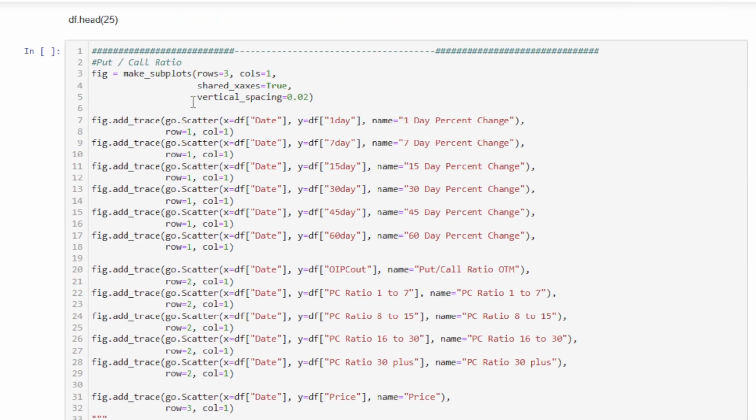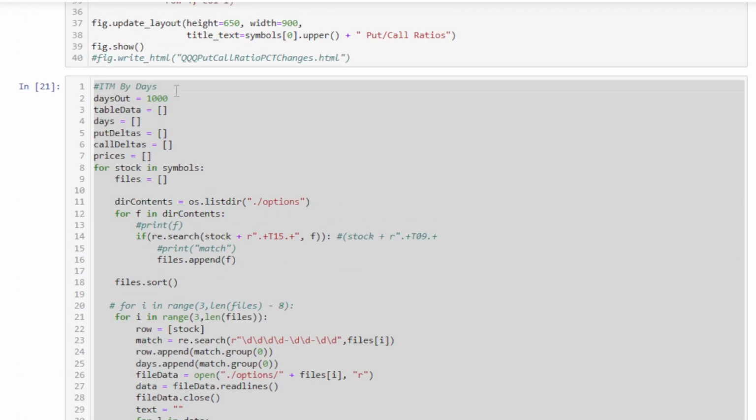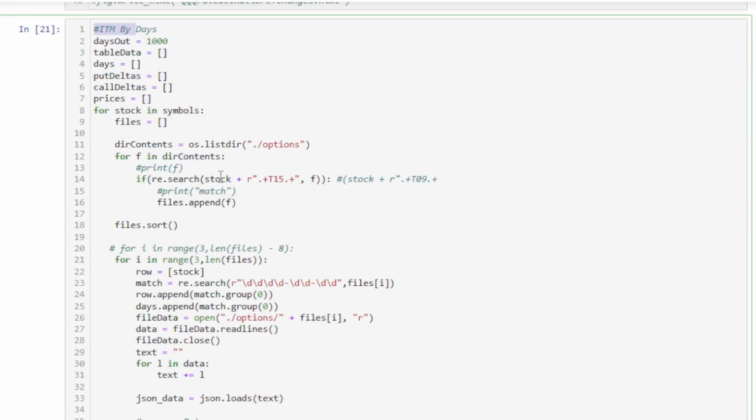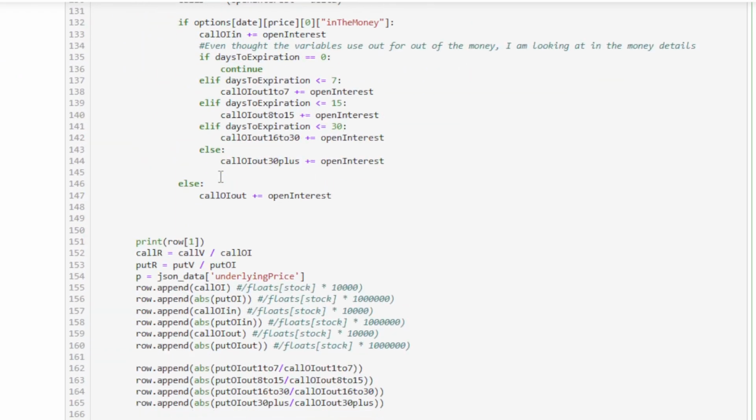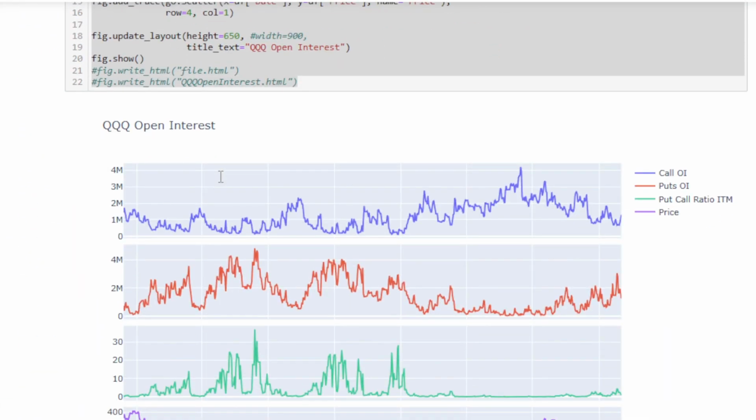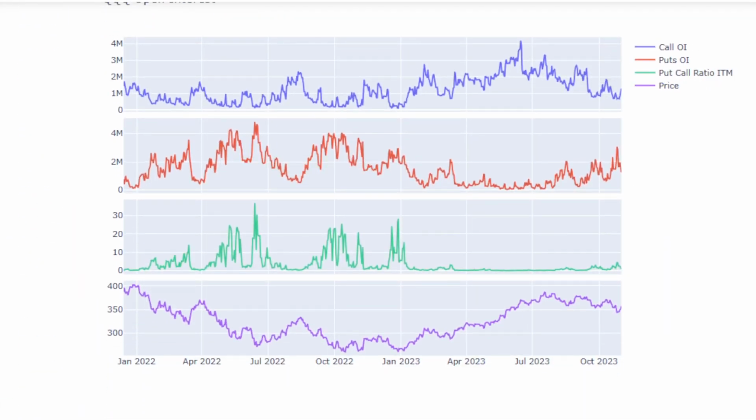So starting off, we'll take a look at our in the money, because that tended to have a little bit of correlation. So pull up our first chart here for in the money, and we can see this is our open interest for in the money. Here's our open interest puts for in the money, here's that ratio we saw, right, where it flattens out, and then there's that pricing structure.